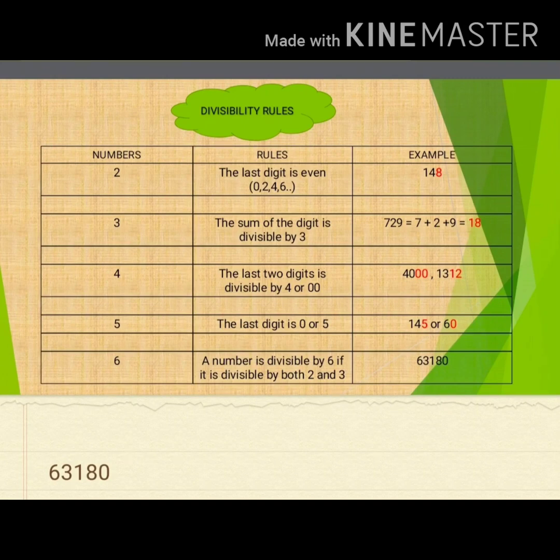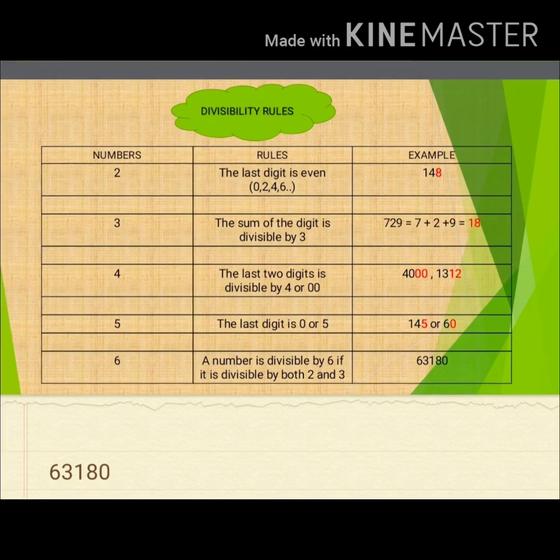Divisibility rule for 5. The last digit should be 0 or 5. Divisibility rule for 6. A number is divisible by 6 if it is divisible by both 2 and 3. If I take the example 63180, I can observe that the ones place is 0, which is divisible by 2. And when I add up the digits of 63180, the sum is divisible by 3. So I can conclude that 63180 is divisible by 6.